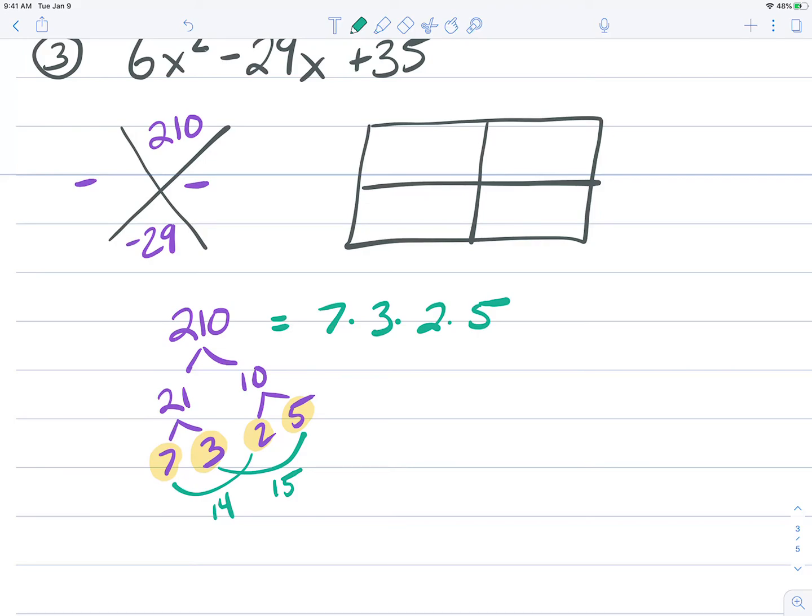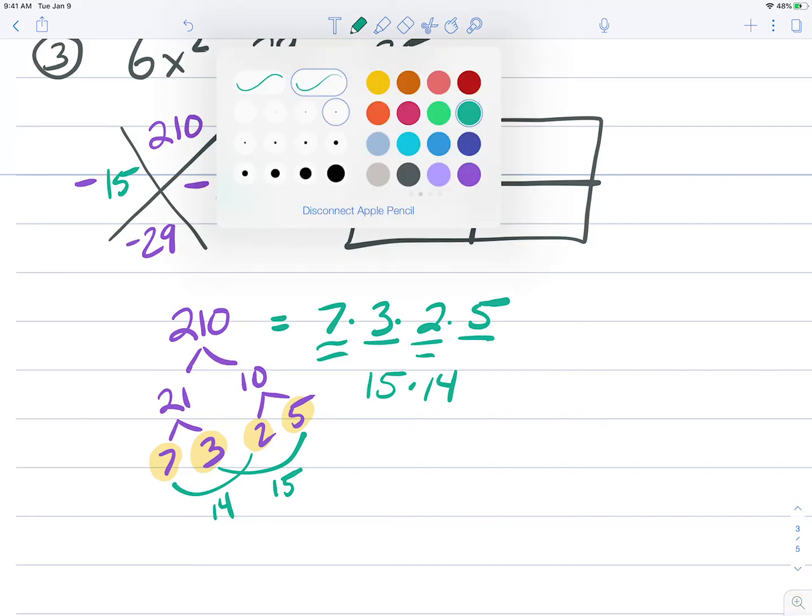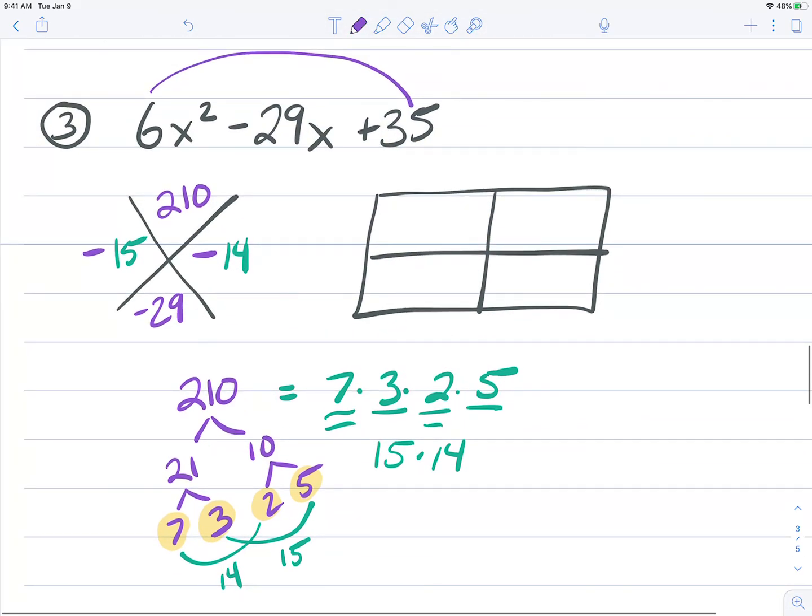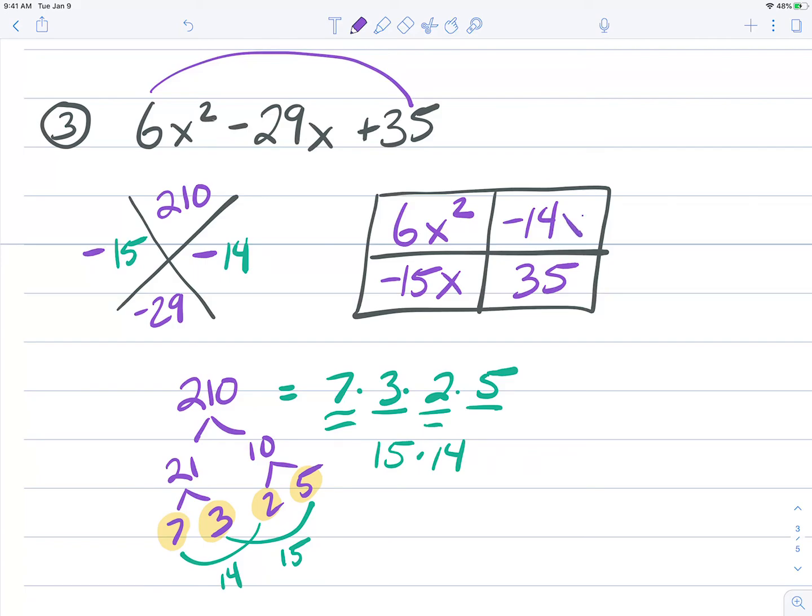Because I know that 210 is 7 times 3 times 2 times 5, if you start just putting together pieces, you can figure out other numbers that multiply. So I put the 3 and the 5 together, which was 15, and the 7 and the 2 together, which is 14, and 15 times 14 is 210, and negative 15 and negative 14 add to negative 29. So prime factorization, very handy, very useful. Okay, back to my box. Upper left-hand corner is 6x squared. Bottom right is 35. My two numbers I found, I'm going to add x's with them because those are the numbers that add to that negative 29x in the middle.